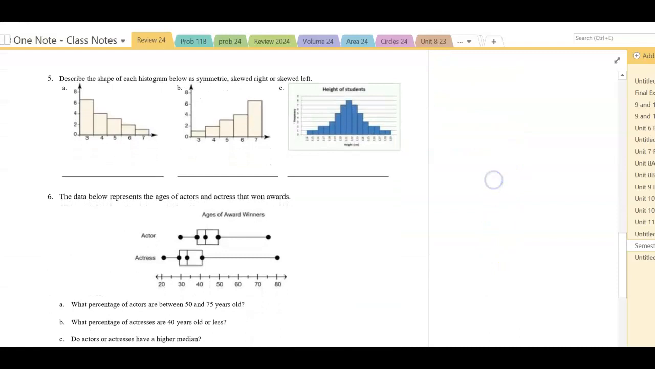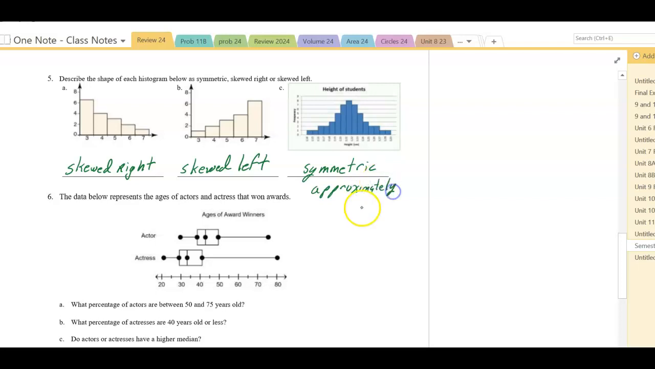If we take a look at problem number 5, this was related to vocabulary. This first graph is skewed right. It's going down towards the right. The middle graph here is skewed left. It's going down towards the left. And that third graph is symmetric. Some people may consider it to be approximately normal.